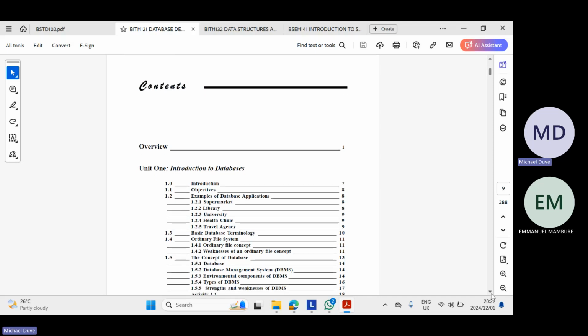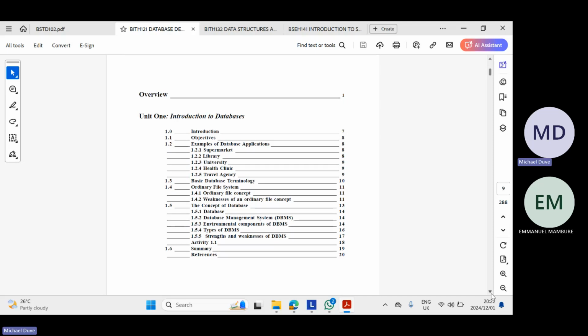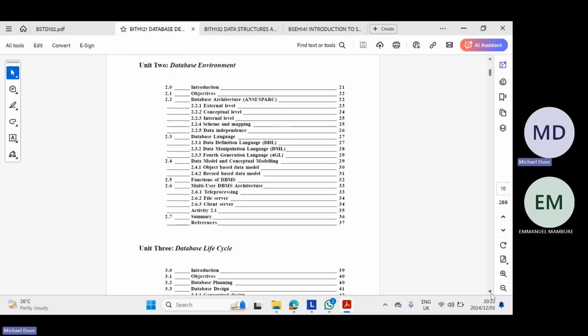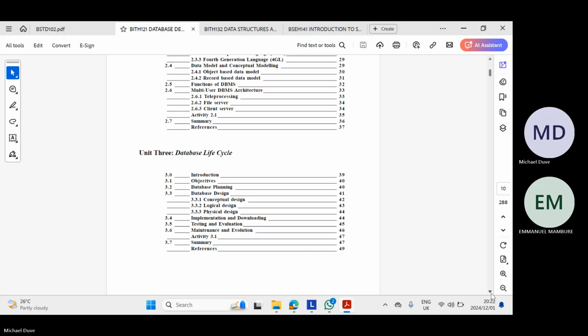But this one is very, very easy. You find it's very easy. The way they've set the objectives, you can't. Okay. Okay, DBMS, database management system.